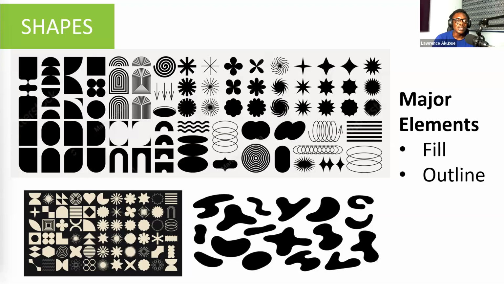Geometric is something that can be defined by mathematical formula, just like we're talking about raster data. But organic, you see the organic there, you can see the bottom right. So for shapes, you can either have the fill or the outline. So these are elements that you can actually use to depict shape.